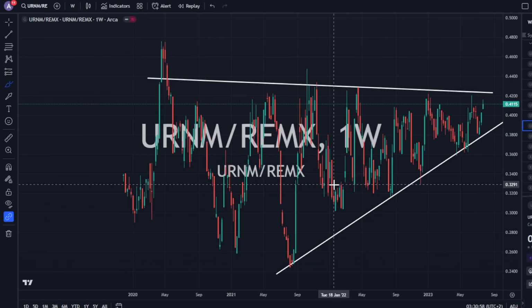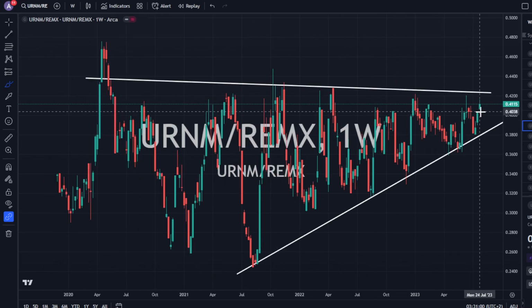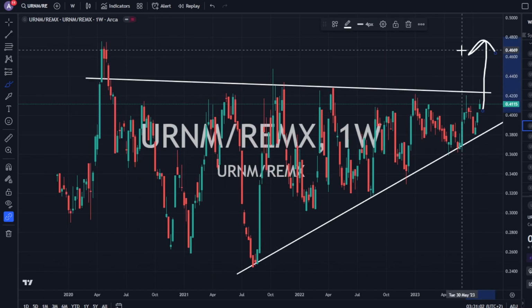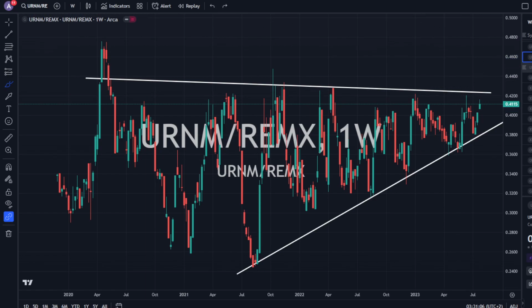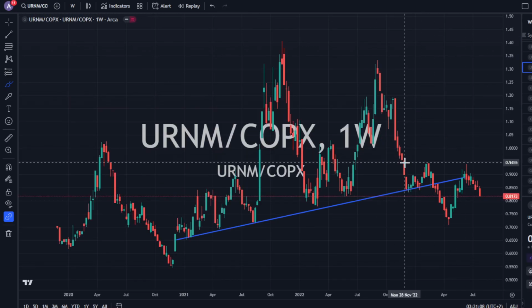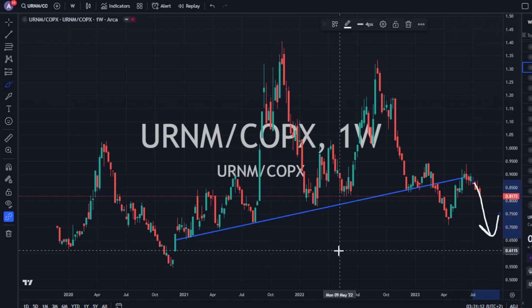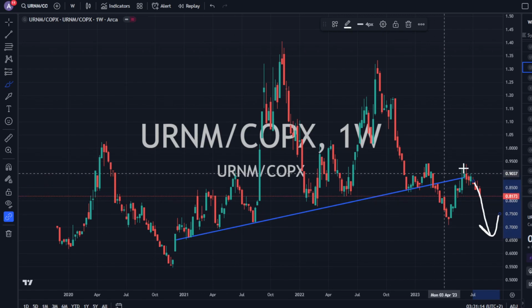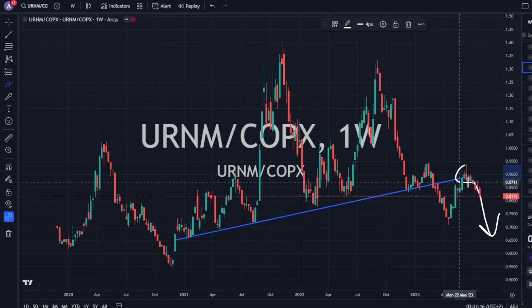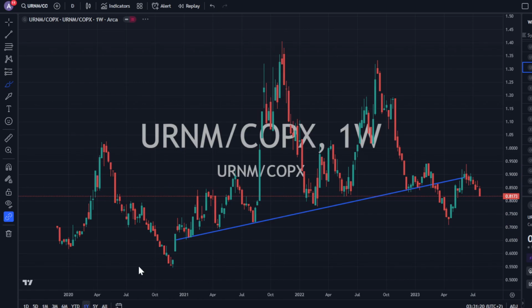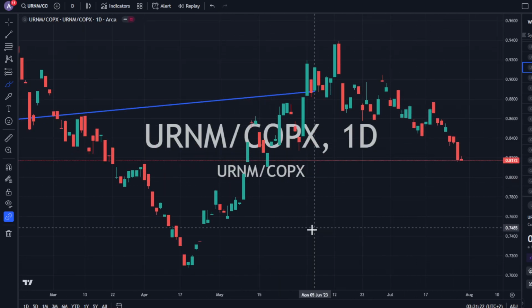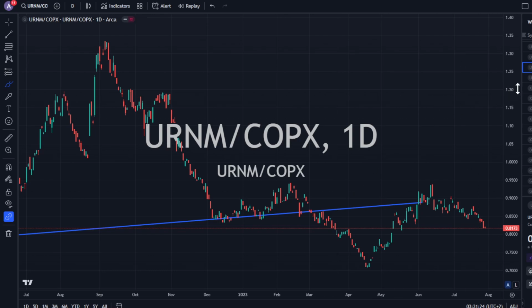URNM versus REMX. This to me looks like we're squeezing up into the corner and we could break to the upside. We'll see if that happens. And URNM could outperform REMX. We've got URNM versus COPX. Now this looks a little bit different. We could see copper outperform URNM. This is a trend line. We've broken to the downside, retest here, and that looks like we could head lower. Perhaps copper could outperform URNM, the copper ETF.